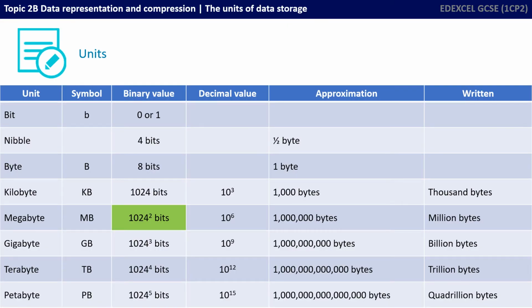Here are the units of measurements you need to know for the GCSE exams. You will notice that the binary values of these units are calculated by powers of 1024. Therefore, a megabyte is 1024 multiplied by 1024 bytes. Or expressed another way, 1024 to the power 2, which is 1,048,576 bytes.